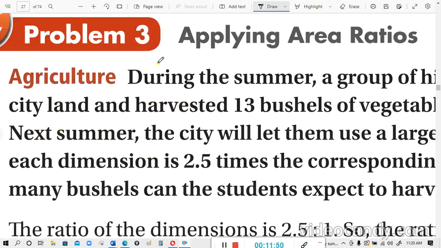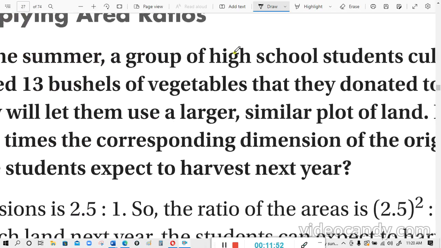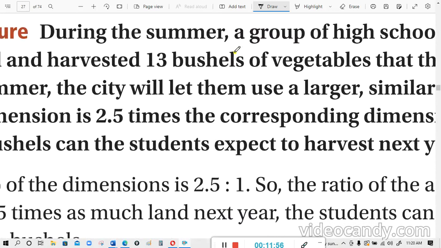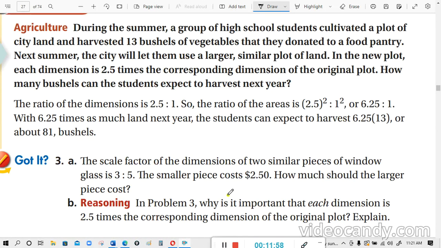Problem 3. During the summer, a group of high school students cultivated a plot of city land and harvested 13 bushels of vegetables that they donated to a food pantry. Next summer, the city will let them use a larger plot of land. In the new plot, each dimension is 2.5 times the corresponding dimension of the original. How many bushels can the students expect to harvest next year?